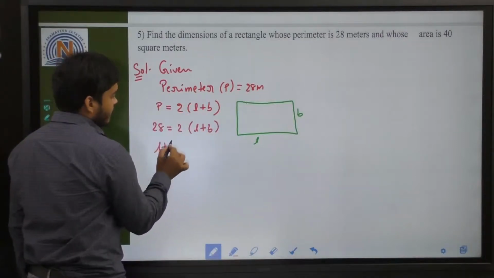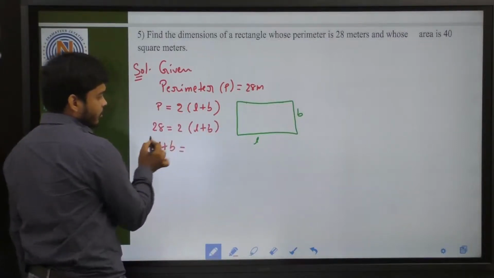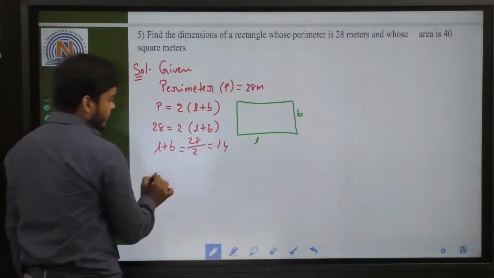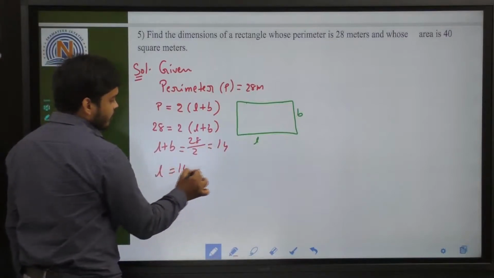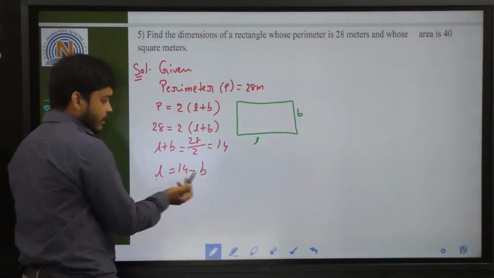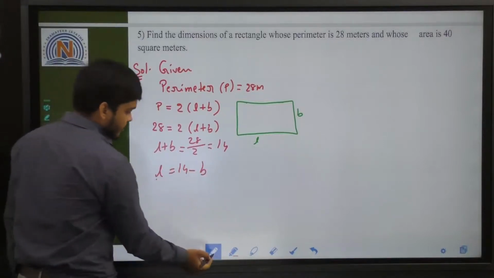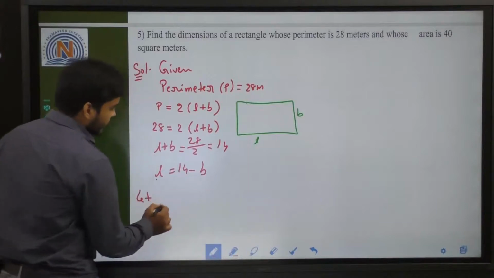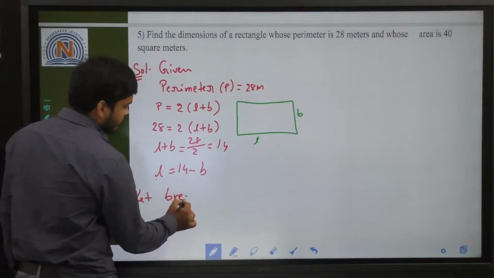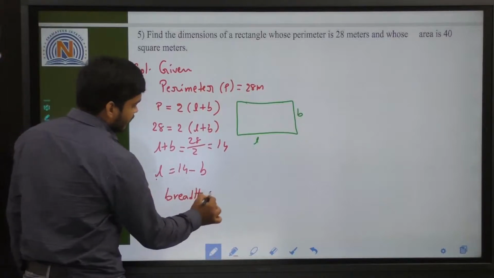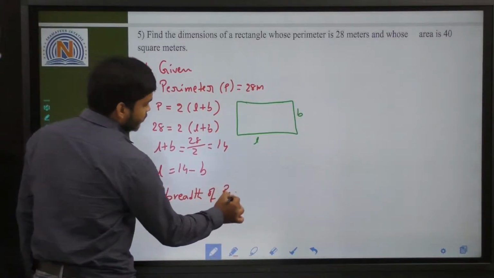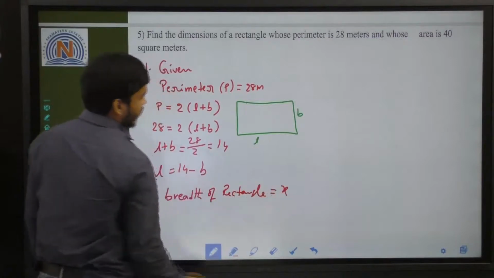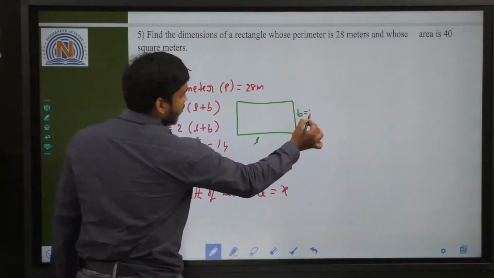Then L plus B, sending 2 to the left hand side, 28 by 2 is 14. Therefore length is equal to 14 minus breadth. Here length is depending on breadth. See here children, let the breadth of the rectangle be x. For example, I'm saying that the breadth of the rectangle is x.